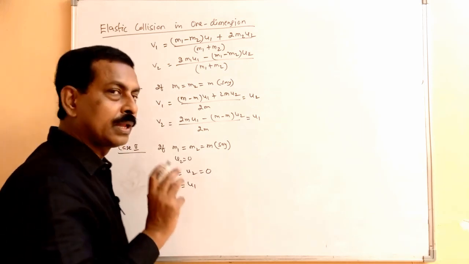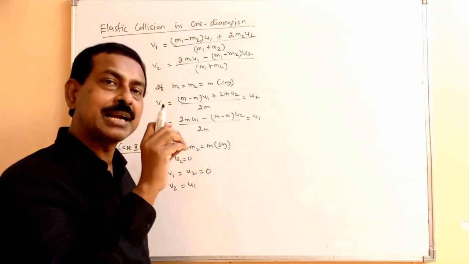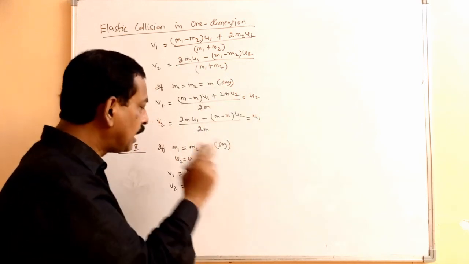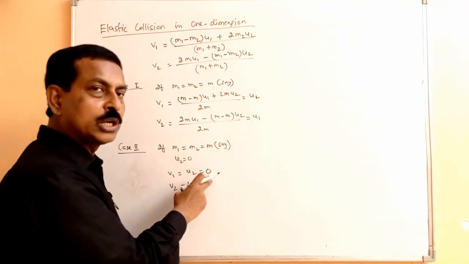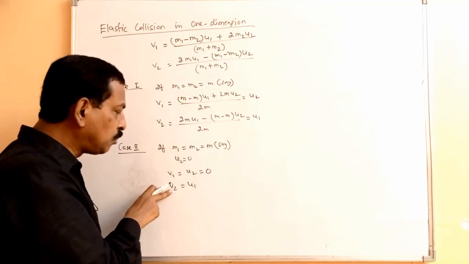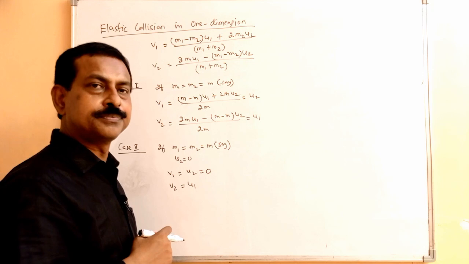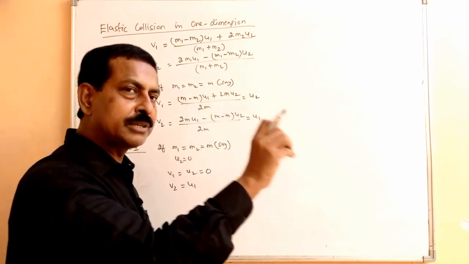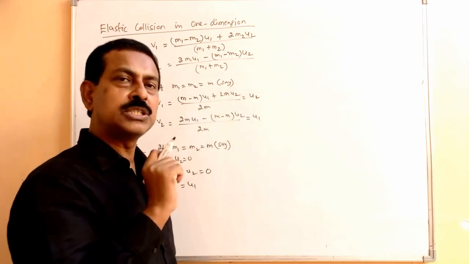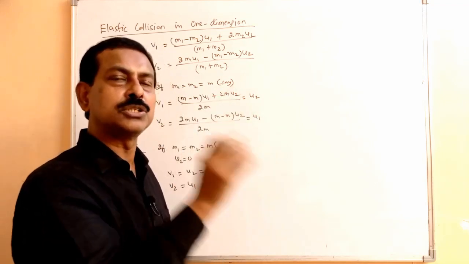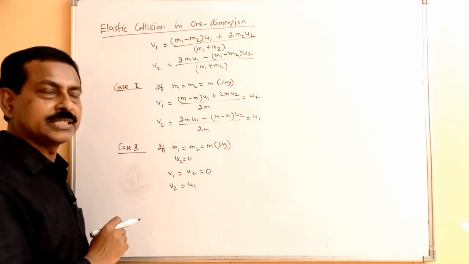It means if one body collides with an identical body at rest, then after elastic collision in one dimension, the first body will come to rest and the second body will move with the velocity of the first body before collision. So one body is colliding with an identical body at rest. The first body will come to rest after collision and the second one will move with the velocity of the first body. So this is your second case.